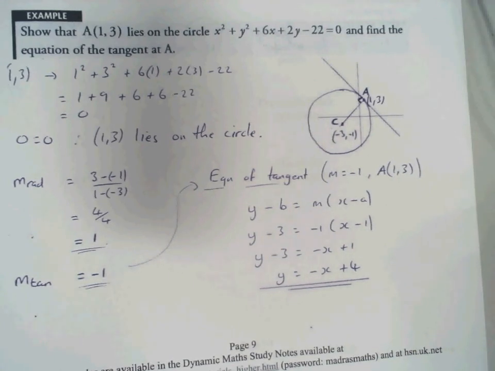So for the equation of the tangent, we have the gradient, and we have a point on that tangent. Remember, we can't use C, because C doesn't lie on this straight line. We've got to use A. Substitute into y minus b equals m bracket x minus a. And there we have the equation.